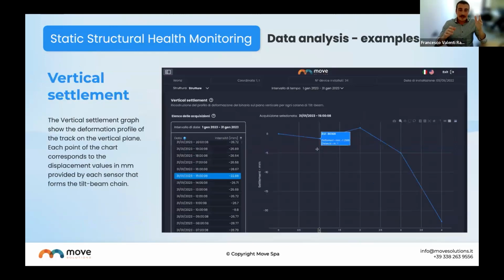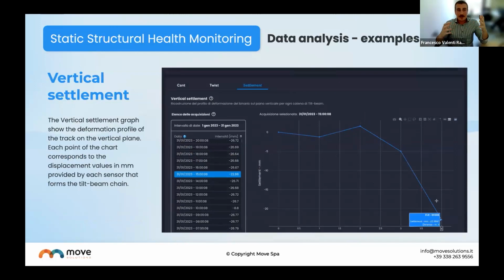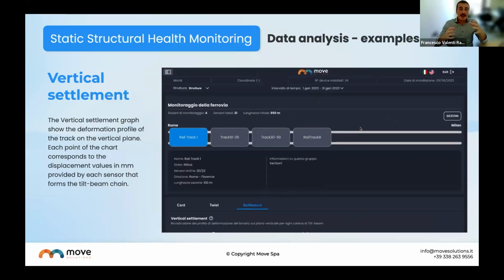Then, staying in the environment of the railway track geometry, we can offer also the vertical settlement tool. You can see in the video the graph that shows the deformation profile of the track on the vertical plane. Each point of the chart corresponds to the displacement values in millimeters provided by each sensor that forms the tilt beam chain that is needed to get the vertical displacement of the railway track.